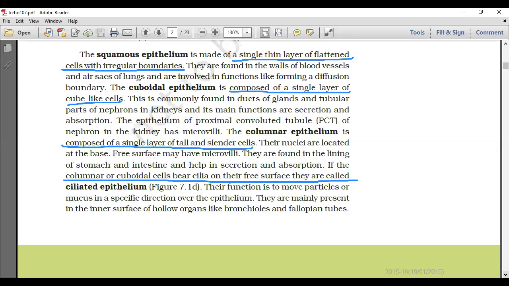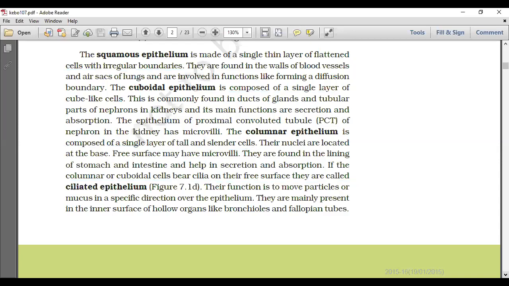So, a single thin layer of flattened cells with irregular boundaries is squamous epithelium. A single layer of cube-like cells is cuboidal epithelium. A single layer of tall and slender cells is columnar epithelium. Columnar or cuboidal cells bearing cilia on their free surface are ciliated epithelium.